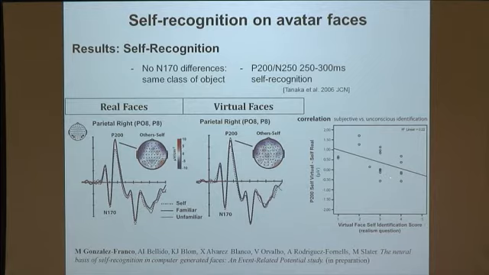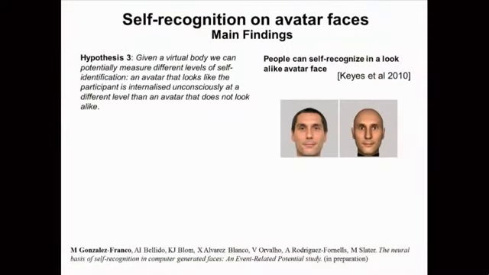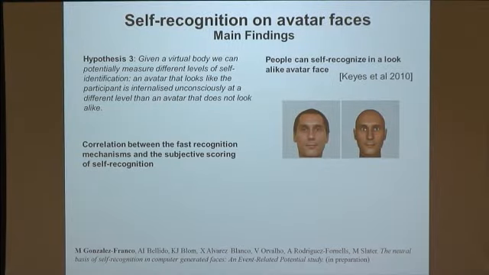So actually, there is a correlation in the way we're combining a higher cognitive function with a very low voltage result. Okay, so here, this is very interesting. And basically, we find that, of course, if the avatar looks like you, you can be more identified with it, but not only that, also at the neurological level. So they can recognize a lookalike avatar. The correlation between the fast recognition mechanisms and the subjective scoring.